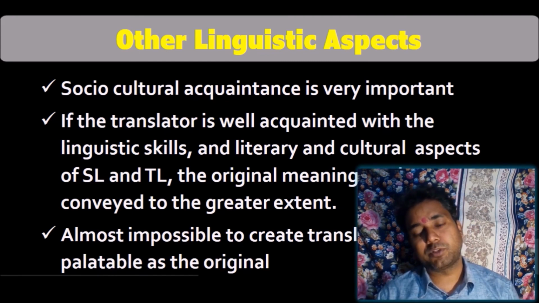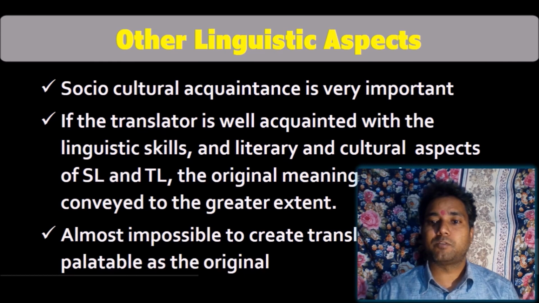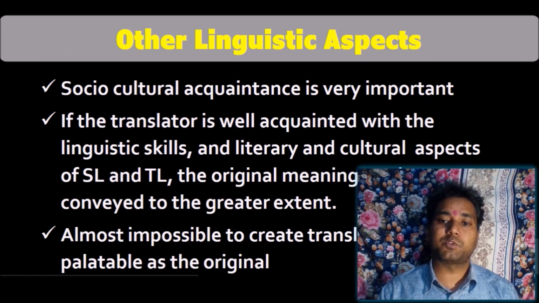It is not to be expected to receive similar effect from the translated version as the original text, but combining all these aspects will help translators to create a more plausible work of translation. Jakobson opines that it is almost impossible to create the same translated text as the original one.